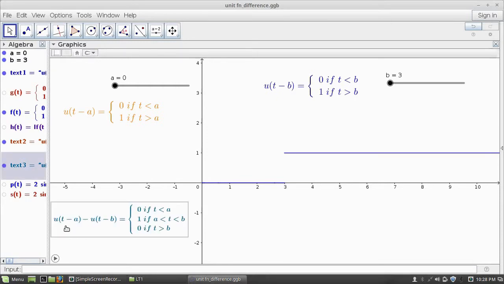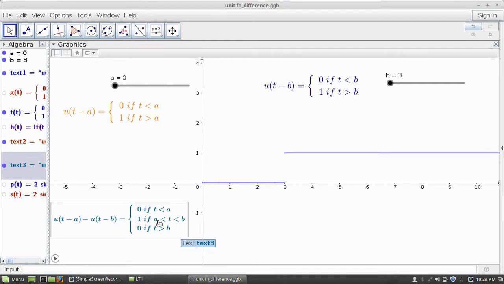See, this is the definition: u(t minus a) minus u(t minus b) is equal to 0 if t is less than a, 1 if a is less than t is less than b, 0 if t is greater than b. That means here the value of a is less than that of b. So when t is less than a, the first function has the value 0 and the second function also has the value 0. So the difference has the value 0.